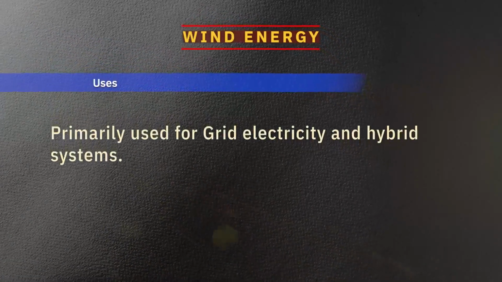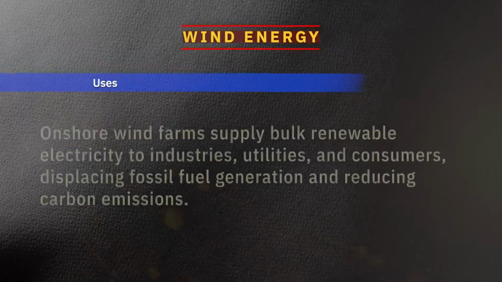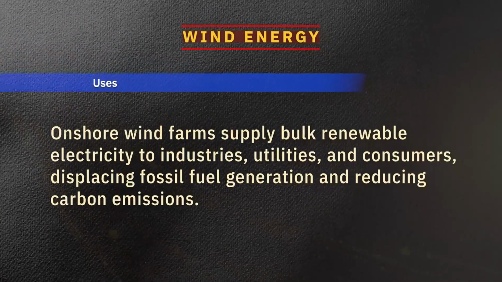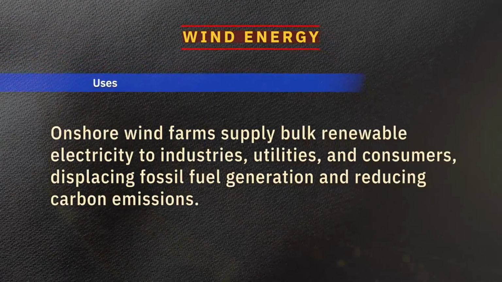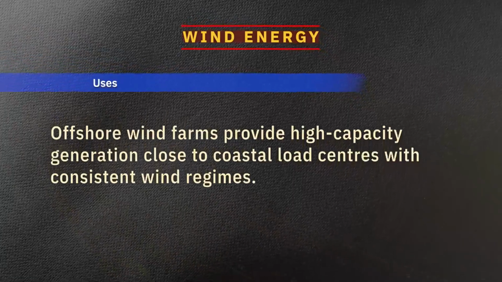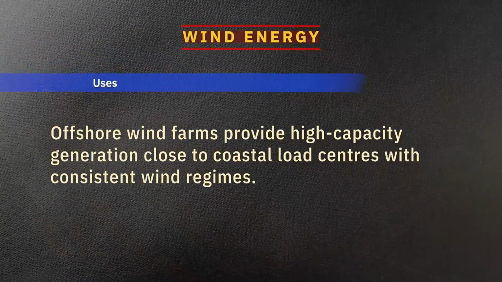The uses of wind power can be seen primarily in grid electricity generation in the hybrid system. Then come the onshore wind farms, which supply bulk renewable electricity to industries, utilities, and consumers, displacing fossil fuel generation and reducing carbon emission. Then come the offshore wind farms, which provide high capacity generation close to coastal load centers with consistent wind energy. So therefore we can see that wind power can dominate the electricity generation market, and if it is harnessed properly, be it in the world scenario as well as in India, wind power will greatly benefit electricity consumption as well as reduce polluting factors of energy consumption.